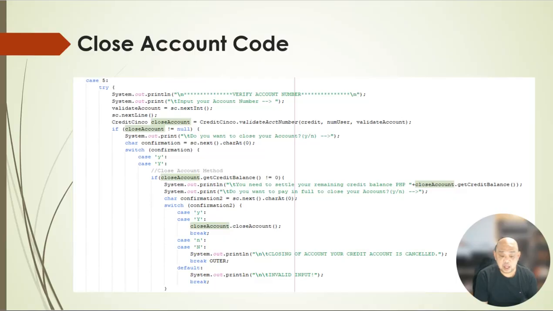If the account has an unsettled payment, the system will prompt the user saying it will need to settle the account first, then ask if the user wants to pay in full in order to close the account. If the user entered Y, the credit balance will be paid in full and the account will be closed. But if the user chose N, closing of the account will be cancelled. If the account, however, doesn't have a credit balance that needs to be paid, it will automatically close after the first confirmation.